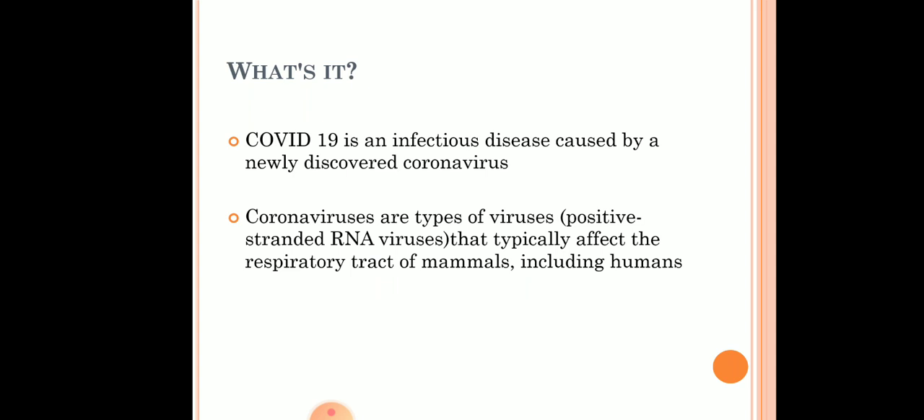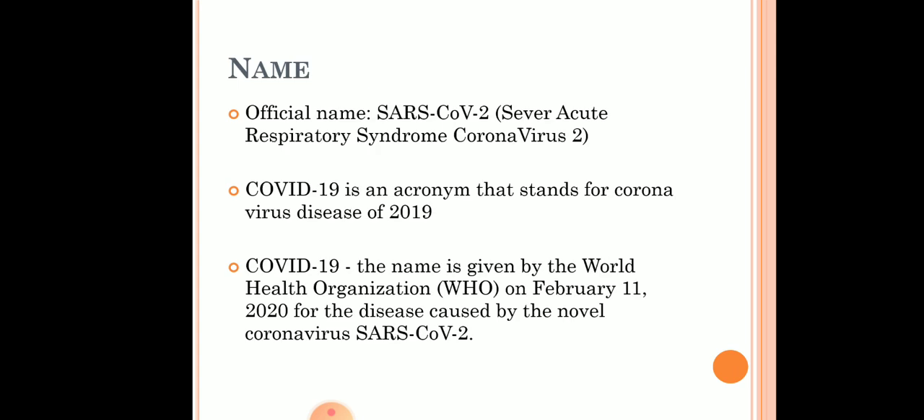And this particular coronavirus is a virus that attacks the RNA of human beings, and it typically affects the respiratory tract of mammals, including humans. So, this particular coronavirus always attacks the respiratory system of human beings. And how has this particular name come into being?